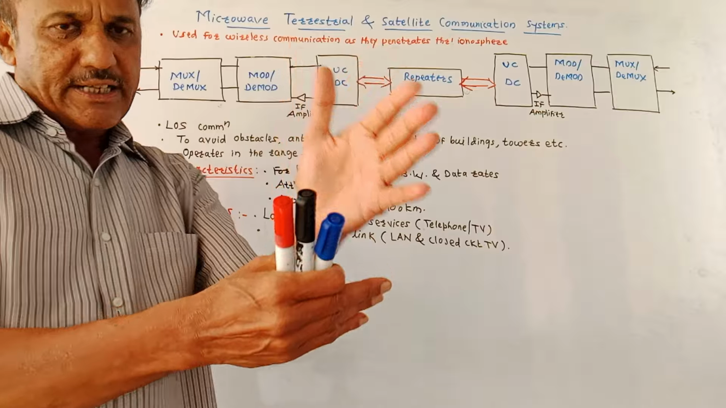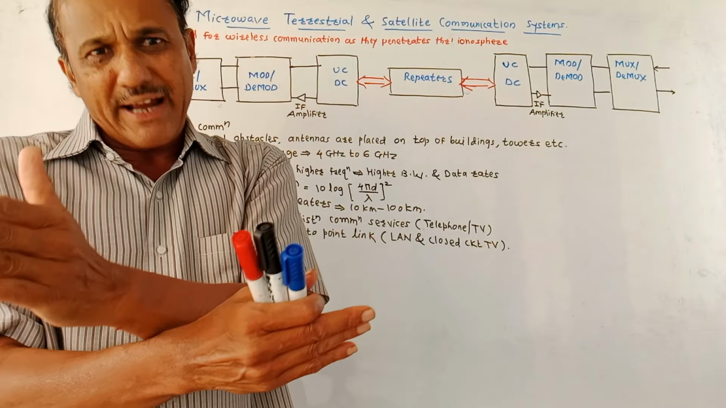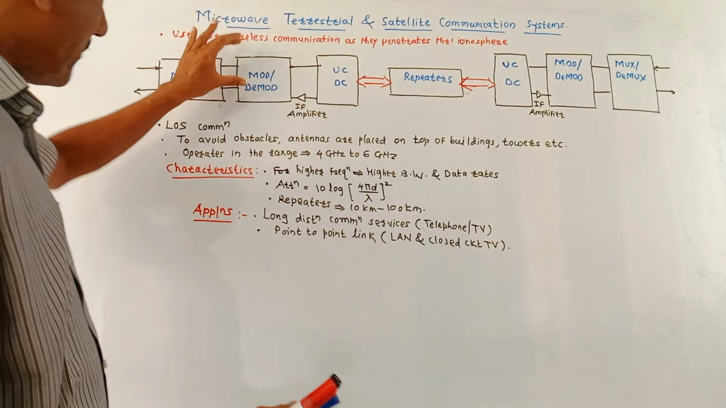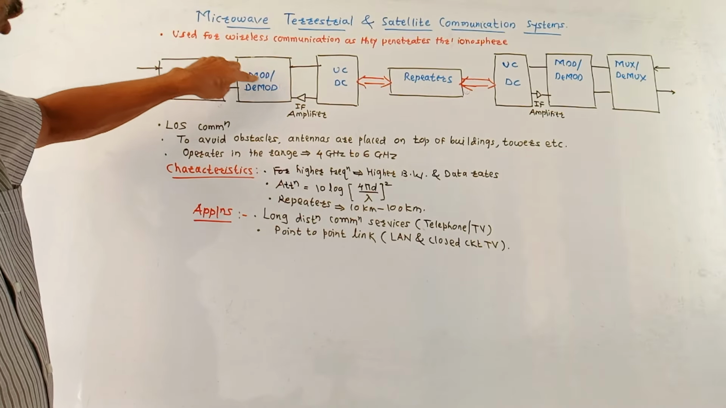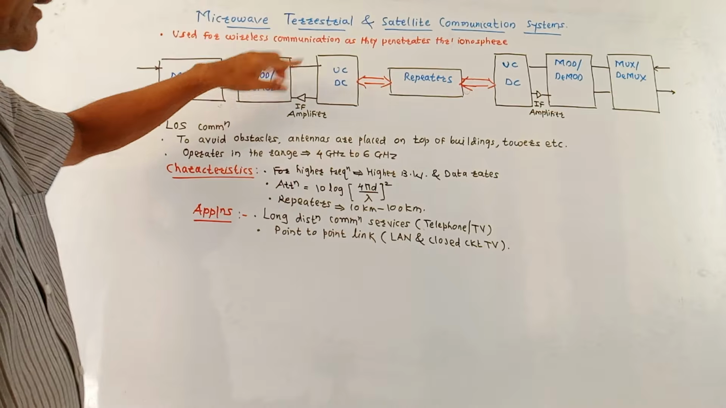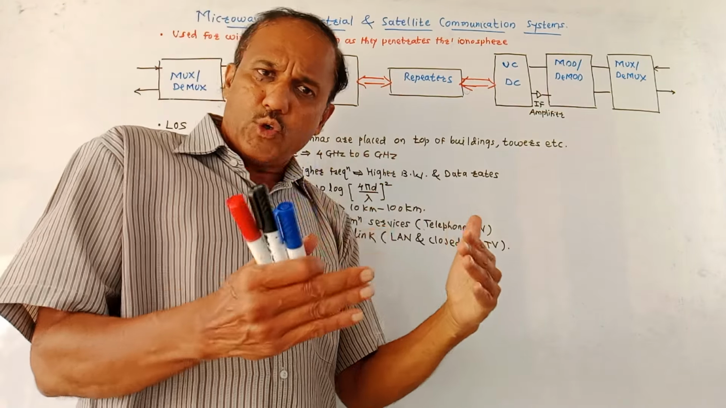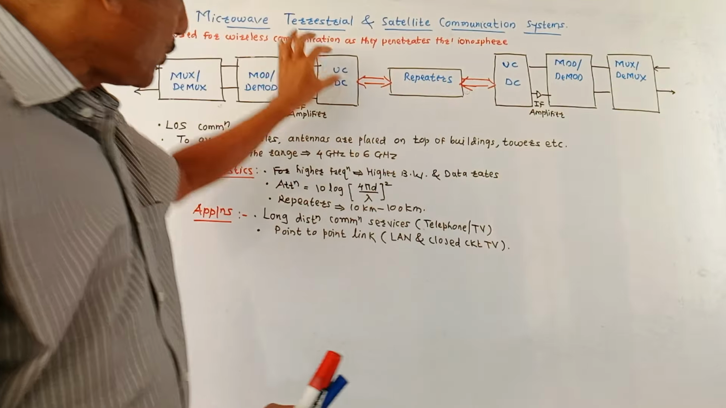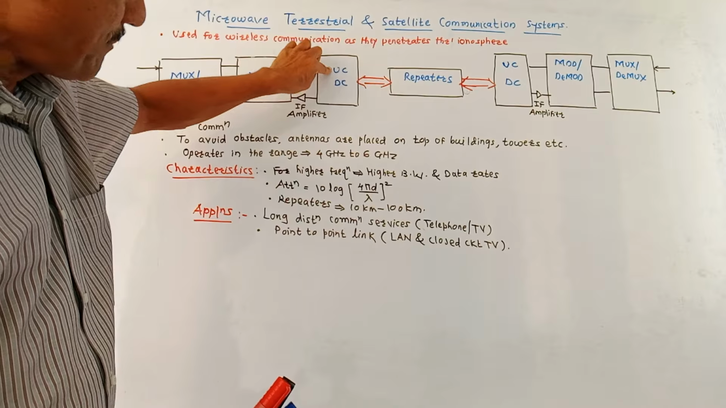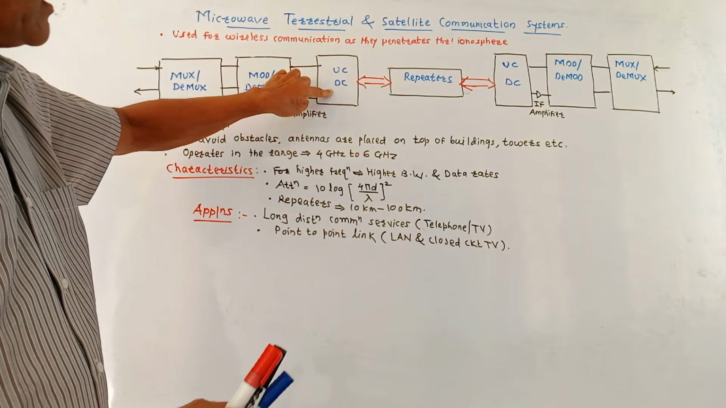Again, at the receiver side, the microwave signal is converted back into the baseband signal. So multiplexers and demultiplexers are required. Similarly, different modulators and demodulators are required. Then it is required to convert the frequency upside as well as downside. So UC and DC indicate up converters and down converters.